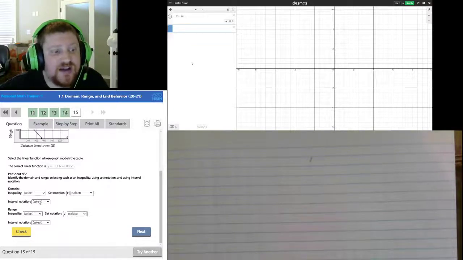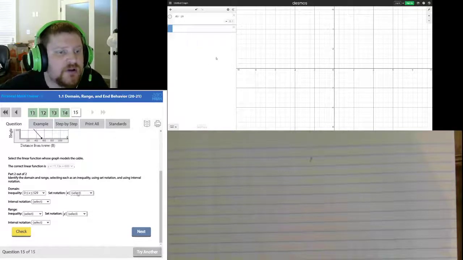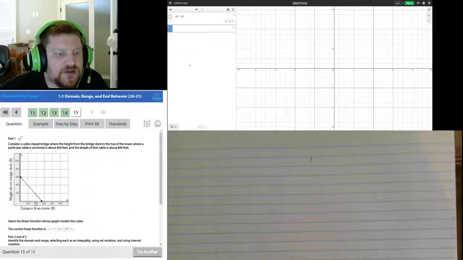Looks like it's 529. Set notation, we're just going to pull that same one in there. Interval notation, 0 to 529. Note the closed brackets. Yeah, this one is the same but open. We see the closed circles, that means it's going to be closed.